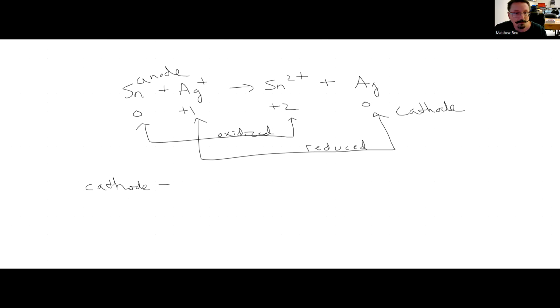minus anode. If we go to our table for values there, we can see the standard reduction potentials. For silver, for the cathode, it is 0.80 volts, and for the tin, it is negative 0.14 volts. So what we should get is a positive 0.94 volts for 16.